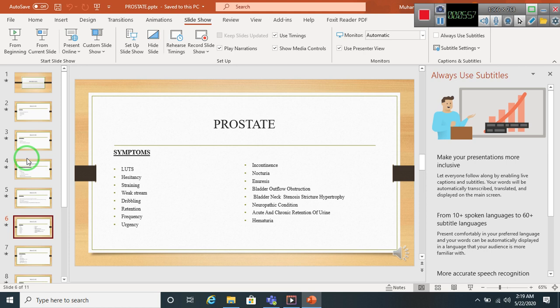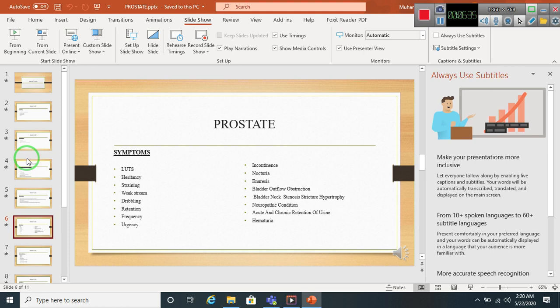Dribbling of urine. As the bladder becomes full, urine comes out of the urethra drop by drop. That is called dribbling of urine. Retention. As the prostatic gland obstructs the bladder outflow, there is retention of urine, and the bladder becomes distended with urine, and we can feel it on palpation of the lower abdomen. Frequency and urgency. These are the signs of lower urinary tract infection.